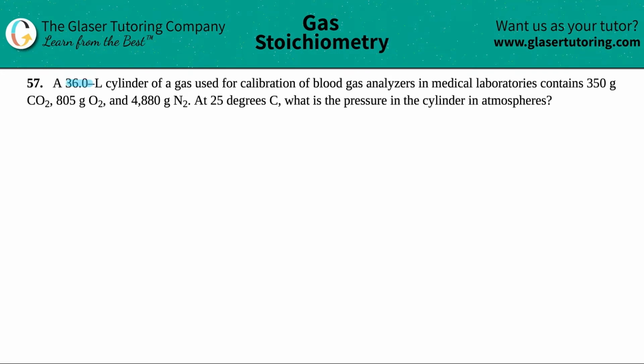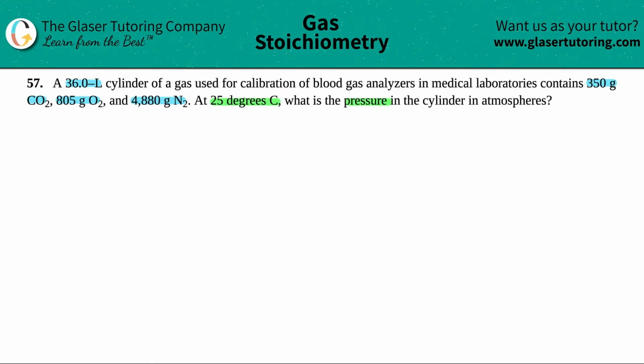57. A 36.0 liter cylinder of a gas used for calibration of blood gas analyzers in medical laboratories contains 350 grams of CO2, 805 grams of O2, and 4,880 grams of N2. At 25 degrees Celsius, what is the pressure in the cylinder in atmospheres?